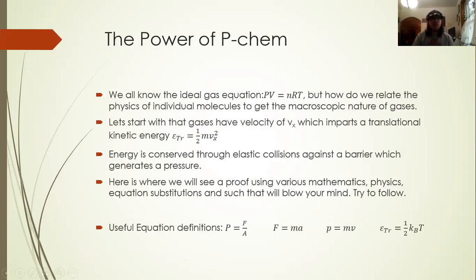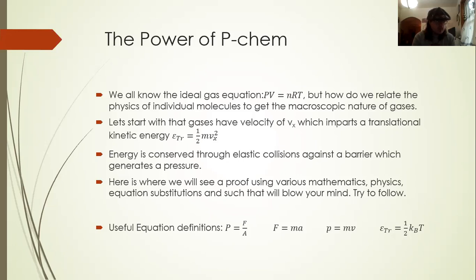So I'm going to start off with this rather intense proof, really. We all know that the ideal gas equation is PV equals nRT. But how did we get that? It relates the physics of individual molecules to the macroscopic nature of gases. So how did we get this?